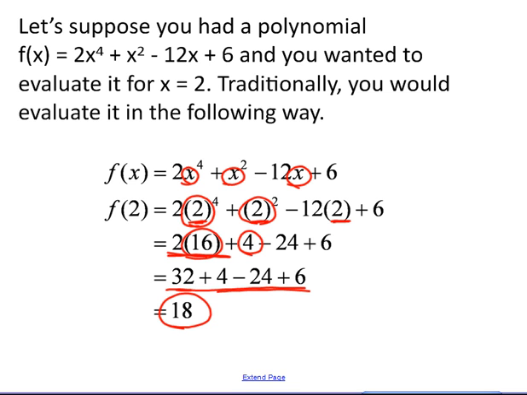All right, so this is what we've done in the past. We've done this many, many times. Today I'm going to talk about evaluating in a completely different manner.